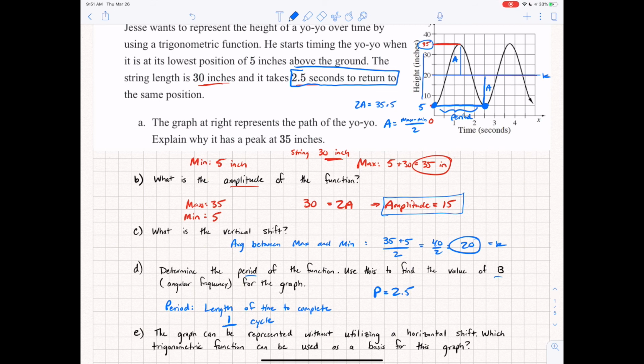Now, I gave a formula to find B earlier. We know, again, just to present this, that P times B has to be equal to 2 pi. So if I want to find B, then I'm going to do 2 pi divided by my period. Well, the period in this case is 2.5 seconds.